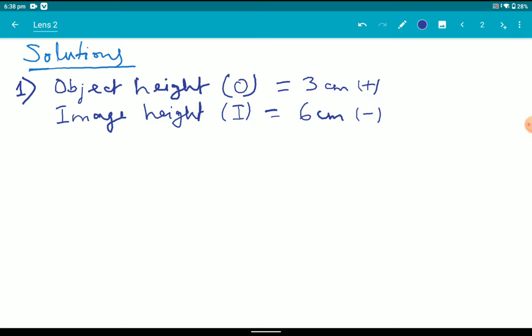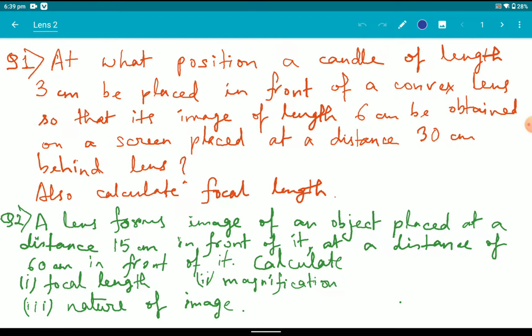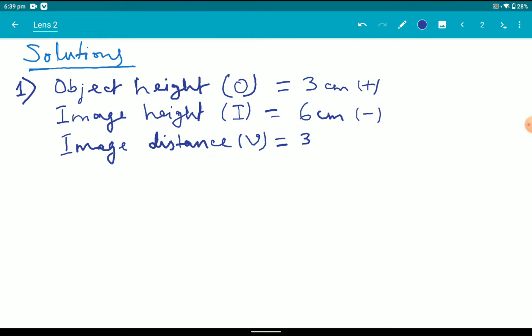See, this position of the screen has been mentioned, so it is the image distance. Image distance, position of the screen means image distance, because the image is formed on the screen. So this is the image distance denoted by letter V. Now it is said to be 30 centimeters, and as it is formed on the other side of the lens, hence the image distance is actually positive. Okay, fine.